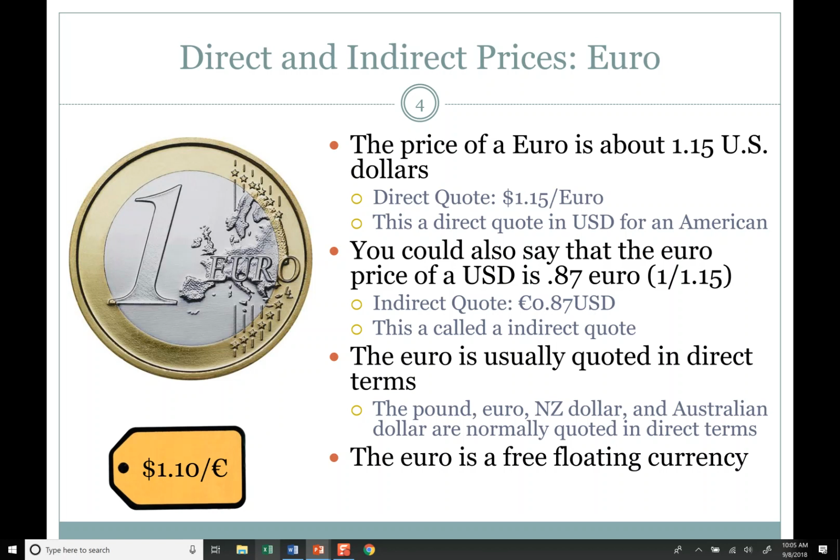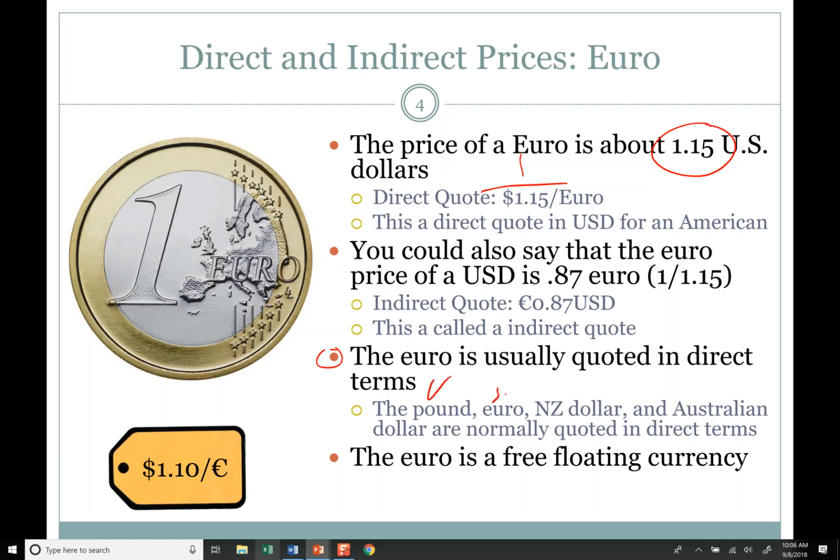Here's another one of my favorite commodities in the world. It's a euro. Euros buy German cars and French wines and vacations on the Amalfi Coast. I love euros. The euro is trading for about $1.15. That's a direct quote for an American for one single euro. However, you can take 1 over 1.15 and get 0.87. You can say it costs 0.87 euros to buy $1 US. That would be an indirect quote for an American for a euro. Luckily, the euro is almost always quoted in direct terms for Americans.